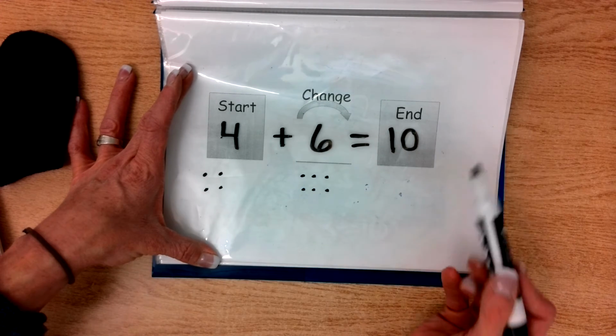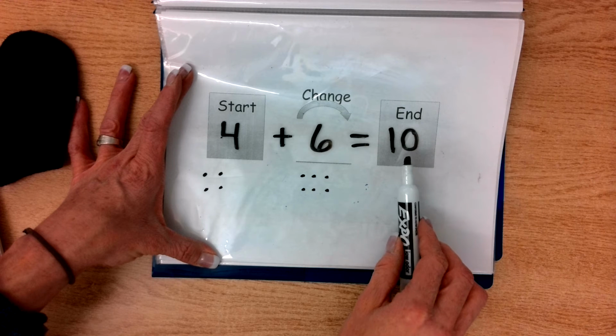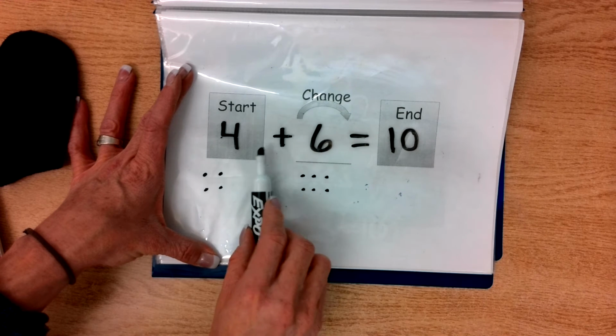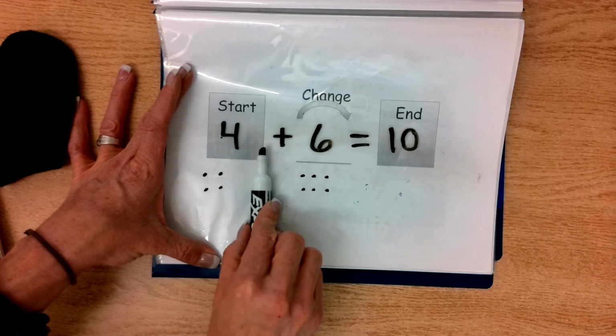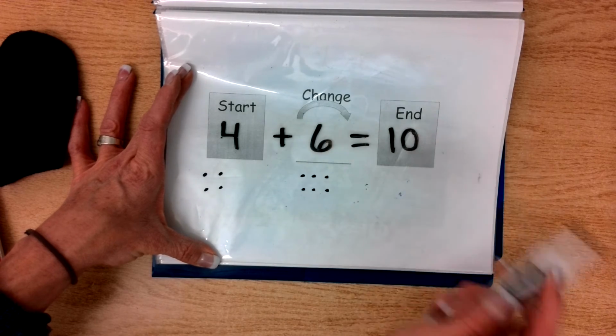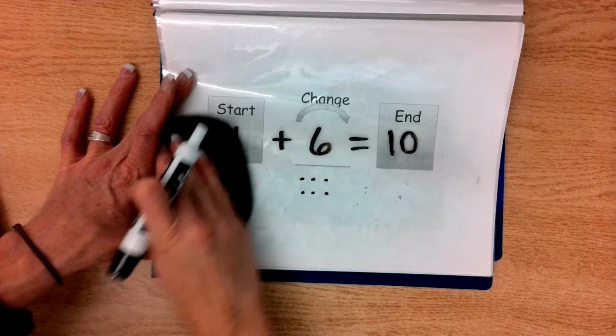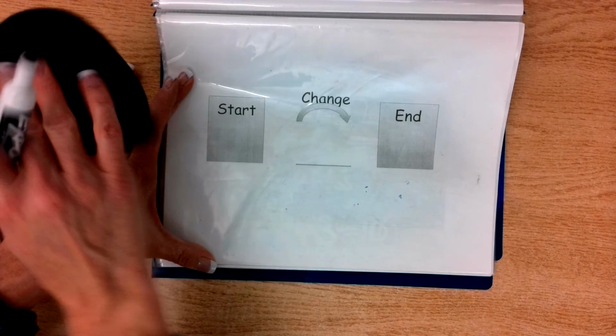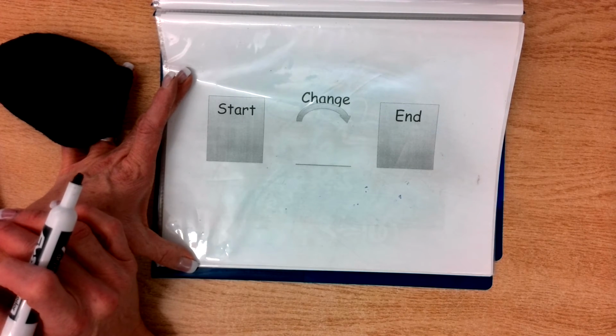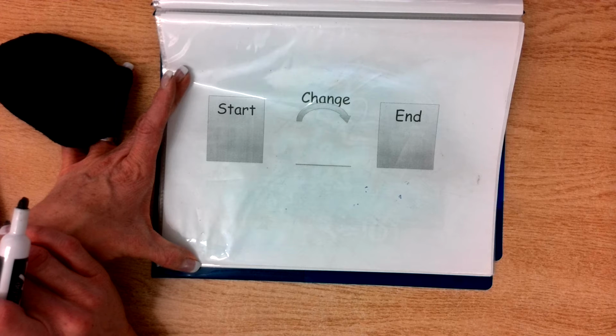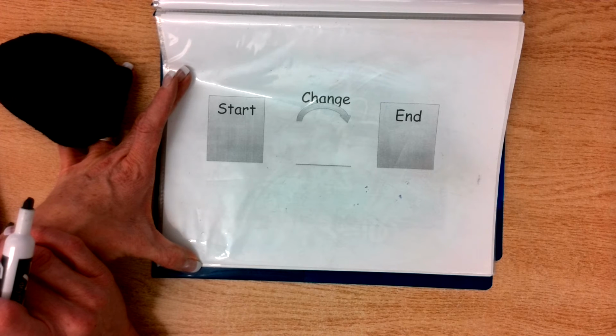So that means what is on the right side is equal to what's on the left side. What is on the left side is equal to what's on the right side. Perfect. Now go ahead and erase. Now let's try some less than. Okay? So we're going to change this into a less than diagram.